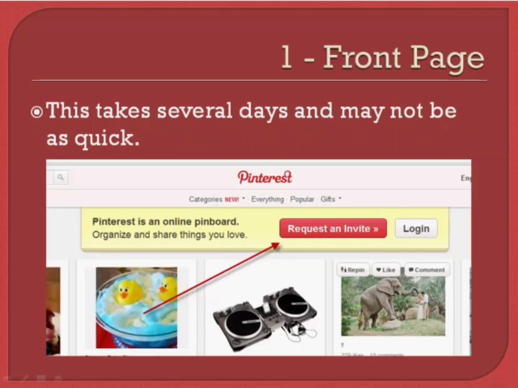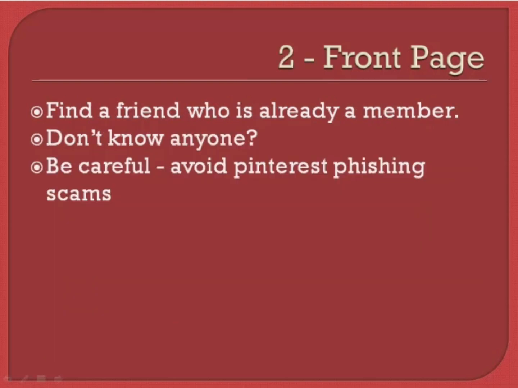Now, you can obviously go on the front page, and this takes several days and may not be as quick. So you can go here, you can request an invite. And number 2, you can find a friend who is already a member. But if you don't know anyone, then you can go out on forums, you can go out on Fiverr, and you can go out on Google and find people who are willing to give you Pinterest invites if you follow them.